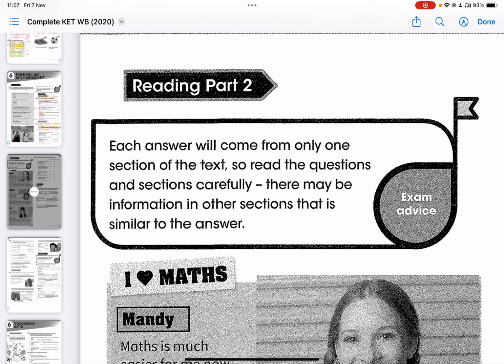Each answer will come from only one section of the text. So read the questions and sections carefully. There may be information in other sections that is similar to the answer. So I have just read you the exam advice.